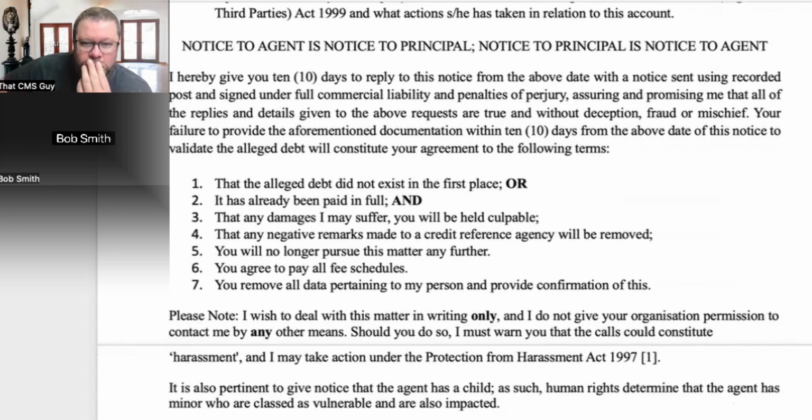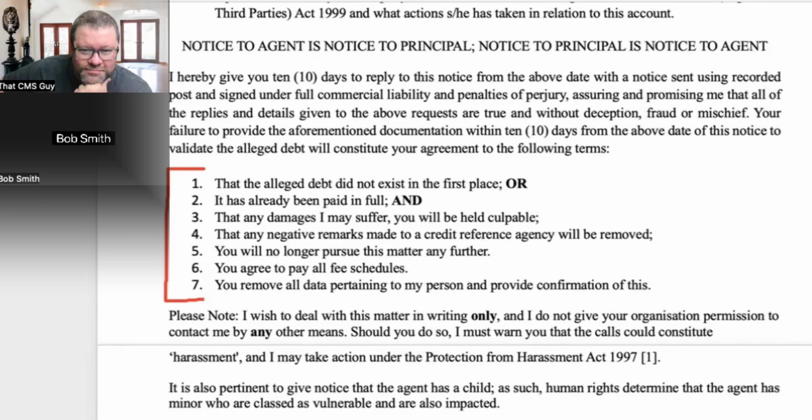Yeah, so this part is really simple. This says, if you don't provide us with evidence of those conditions, and this is just a repeat of that, we're going to assume this is true. Which is, the debt didn't exist in the first place, or it's been paid in full. Any damages that you suffer, they'll be held culpable. Yeah? And then, there you go.